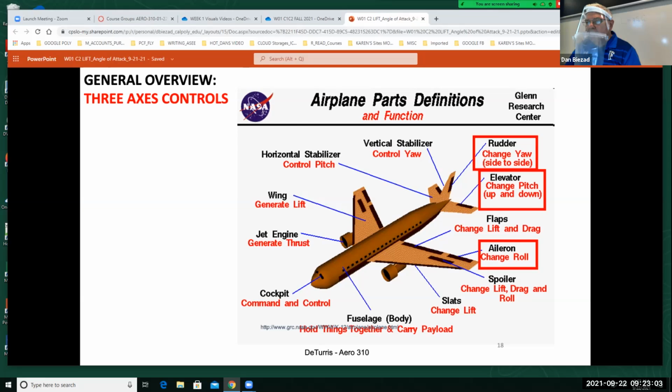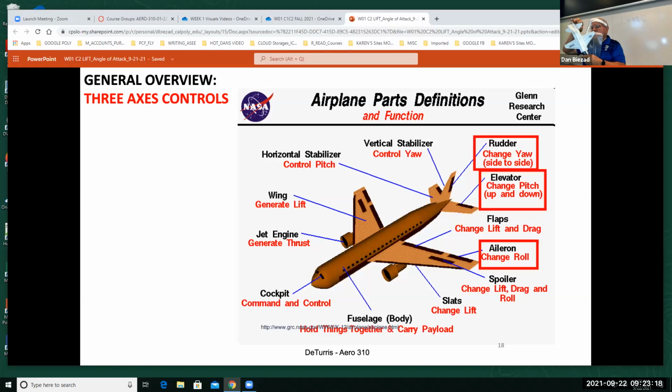Okay, so let's look at how the airplane is controlled. It's got three axes. It's got a pitch axis. The pitch axis would be this one, right? And that's controlled by what we call the horizontal stabilizer. Horizontal stabilizer is this piece. It can come in one piece, like the P-38. It just has a horizontal stabilizer.